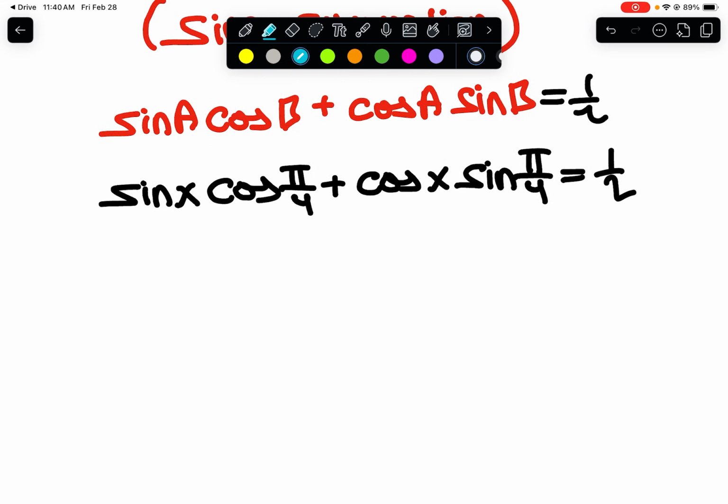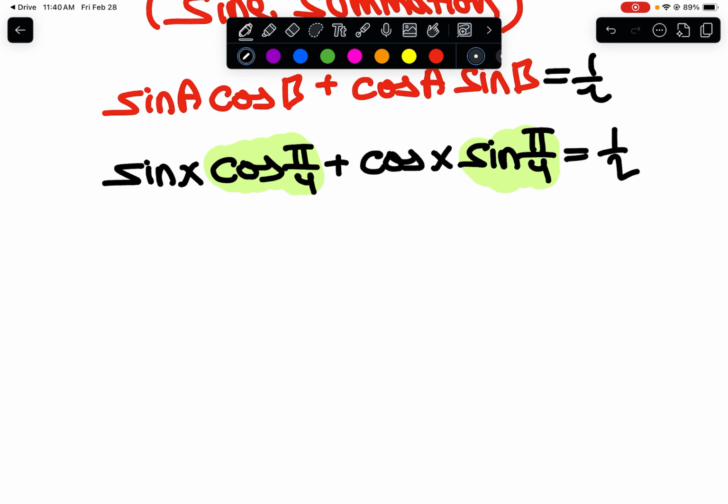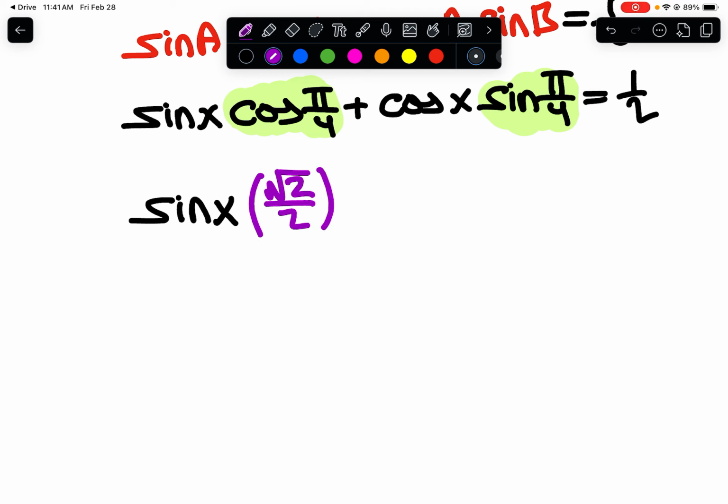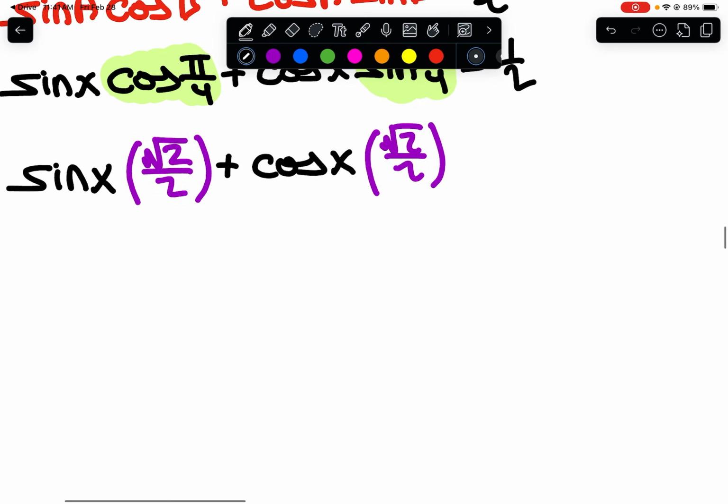So now what you're going to do is evaluate those sine and cosine of pi over 4 values. Sine of x, you don't know what that radian is, so you're just going to leave it alone. Cosine of pi over 4, I know that would be root 2 over 2 from your unit circle. And then we're going to have plus cosine of x, and I know that sine of pi over 4 is going to be root 2 over 2. So I can evaluate that as well, and then we're going to set that equal to 1/2.